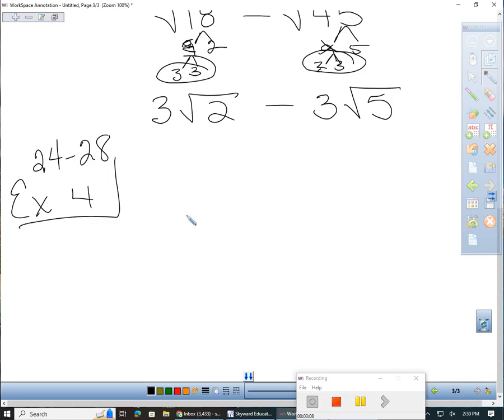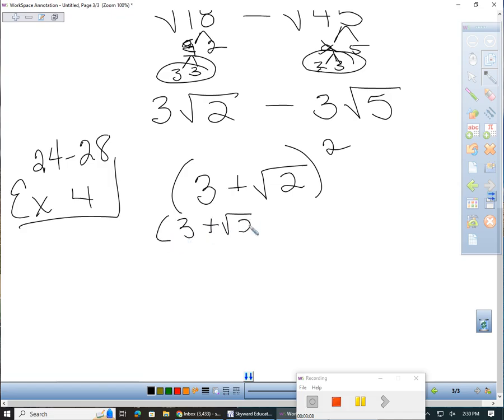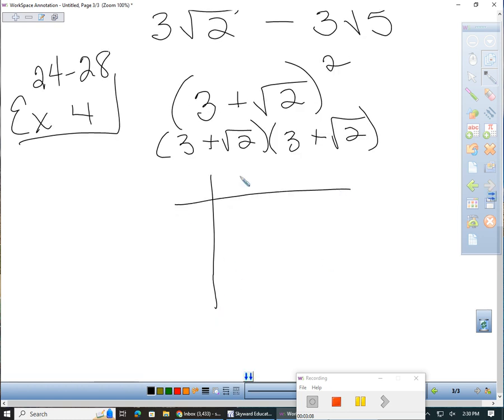All right. So let's say I have 3 plus the square root of 2 squared. Got to box that, exactly. This is the same as saying I have 3 plus the square root of 2 times 3 plus the square root of 2. So I'm going to put it in a box. 3 plus the square root of 2 times by 3 plus the square root of 2.